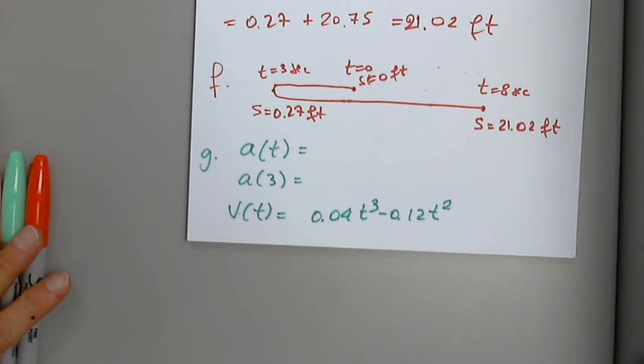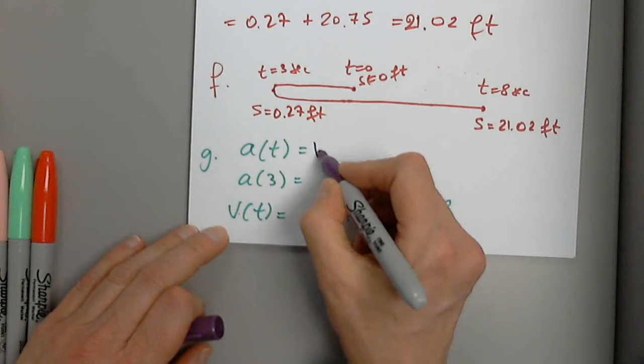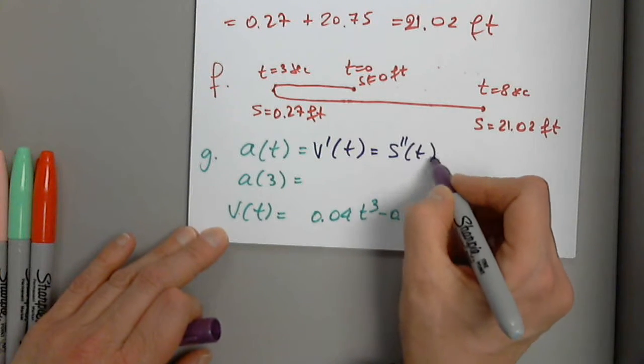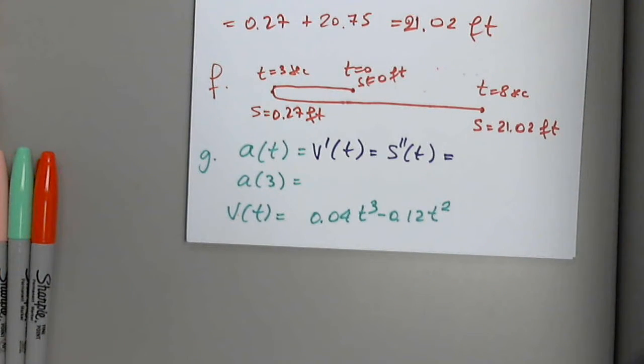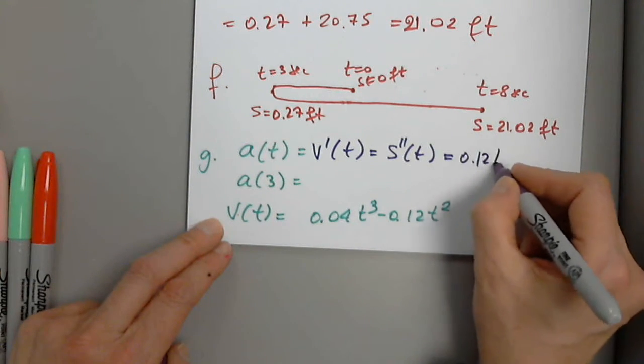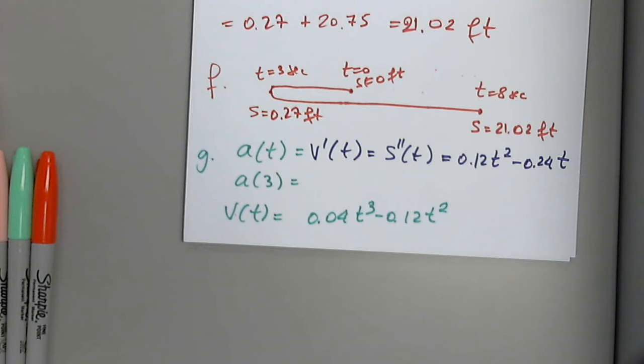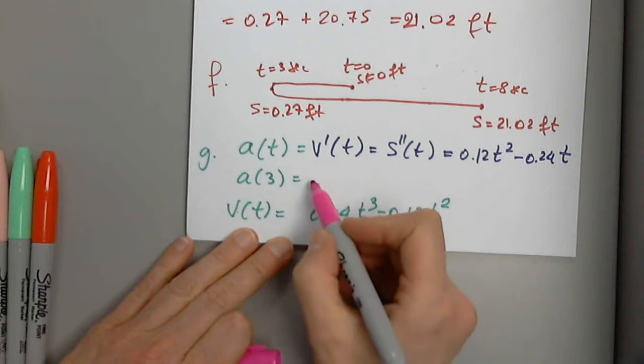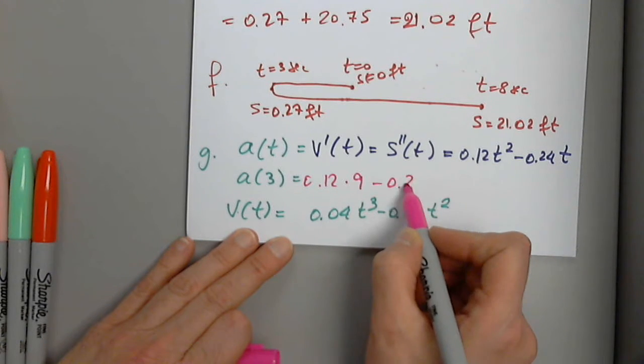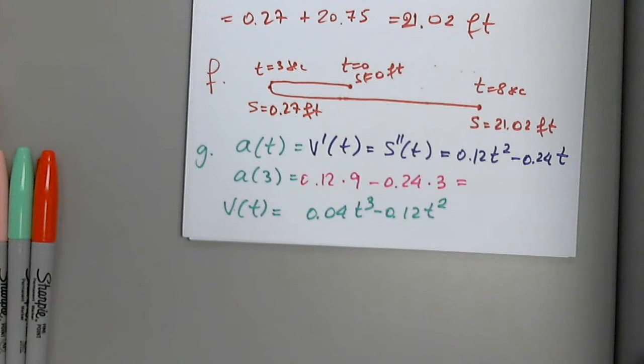Okay, so can anyone tell us how to find the acceleration? Very good. So it's v prime of t or s double prime of t, the second derivative of the distance or the first derivative of the velocity. So we have 0.12 t squared minus 0.24 t. This is the acceleration function. Now we're asked to find a of 3. How do I find a of 3? 0.12 times 9 minus 0.24 times 3. I plug in 3. If you have this number, please give it to me. And please tell me the measurement unit for the acceleration.